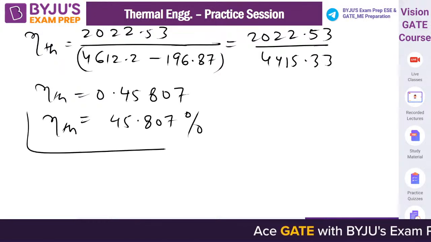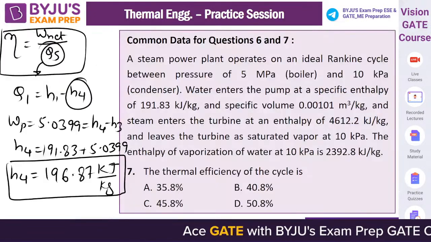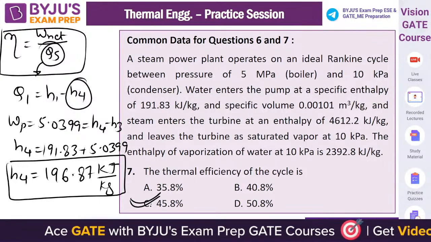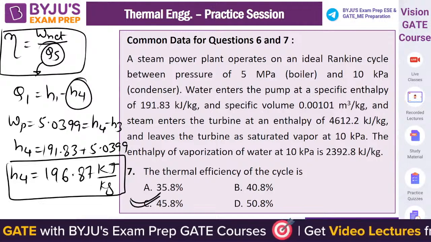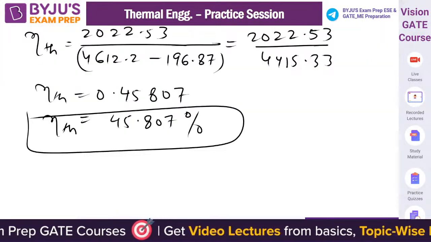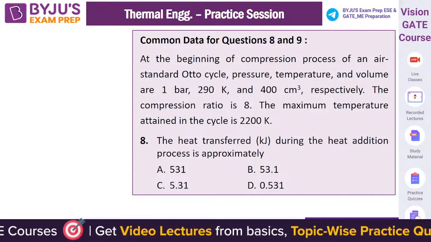That will be the thermal efficiency, 45.807. C will be the correct answer. C will be the answer. I hope this is clear. Question 6 and 7. Are they clear to everyone? Then the next.